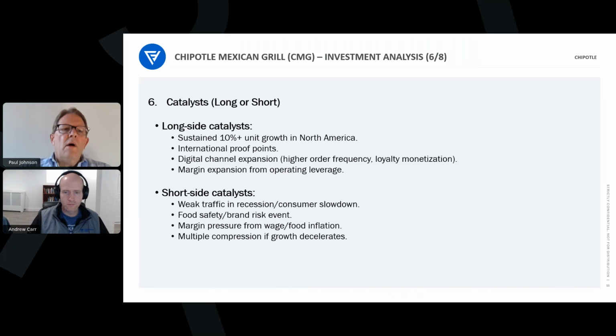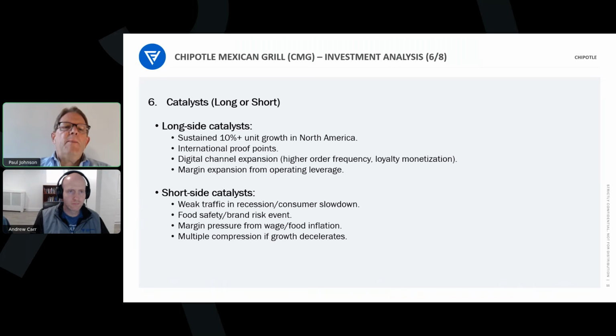All right, long side catalyst, sustained 10+% unit growth in North America. That's actually true, by the way. International proof points, we'll see. The domestic footprint's so big that it'll take a long time for international to have much of an impact, but it really just says proof point, not bad. Digital channel expansion. It ends up that one's not that important, but not going to hurt you.